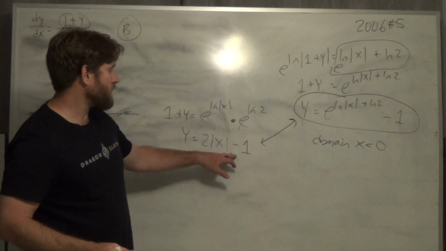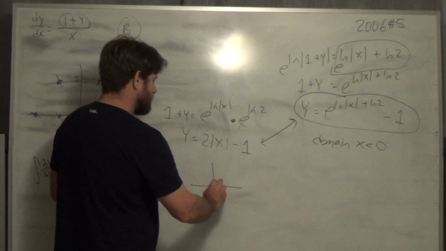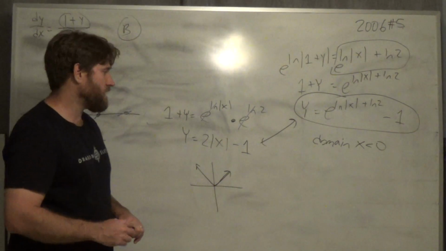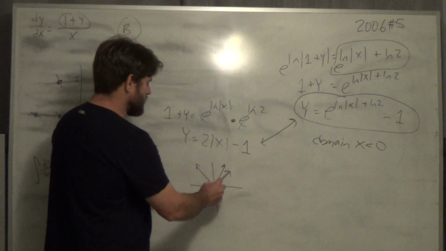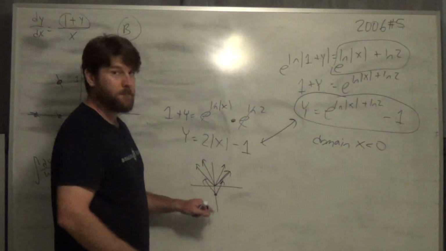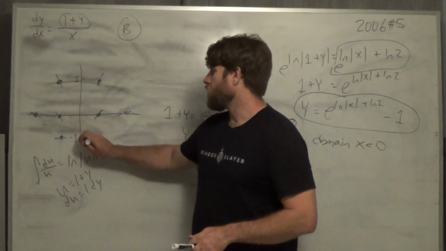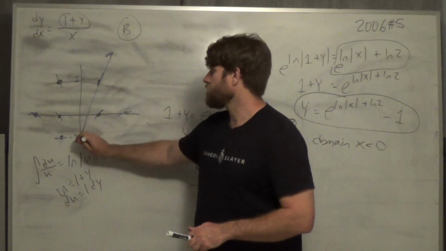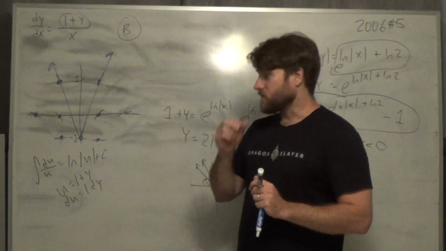But what I want to point out, you guys know what an absolute value graph looks like. That's the absolute value of x. If you put a 2 in front, the 2 in front makes it steeper. You put the minus 1, it shifts it down 1. So if you look back over here to this graph, basically what we found was this line. But there's a problem.